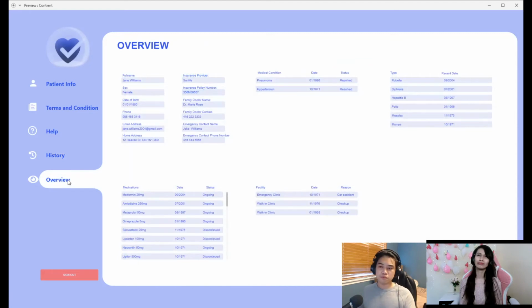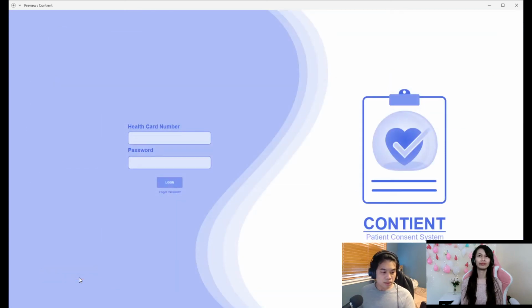So the overview is essentially what the doctor would see if they were to access her information. All this information is what she chose to share. So let's sign out. And just like that, the doctors can only see what Jane wants them to see. That is, unless a life-threatening situation calls for all the information to be revealed.